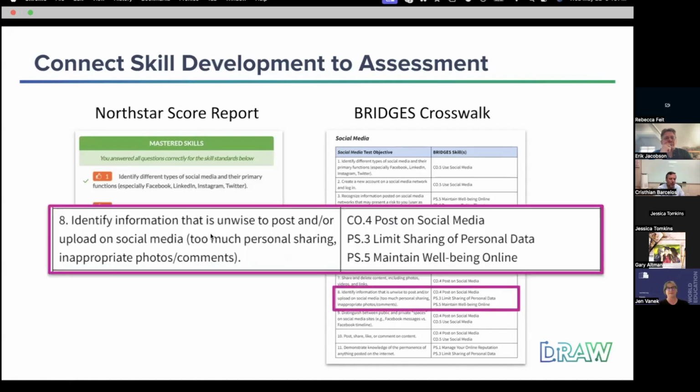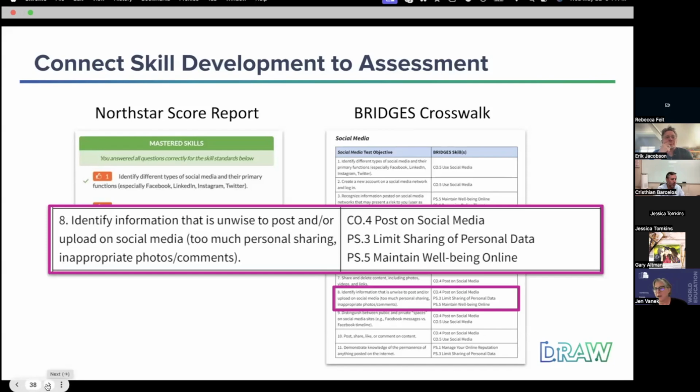Okay, so here's an example. This is the North Star standard, and this is the way we talk about it in Bridges. And I will just say, for the first 5 years of North Star, I was one of the people that helped write the standards and the assessments. So I can say this is an accurate crosswalk. It really does align nicely.